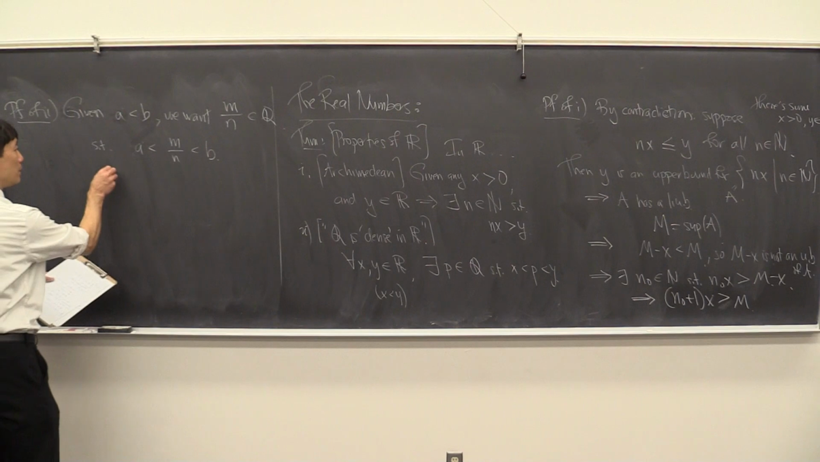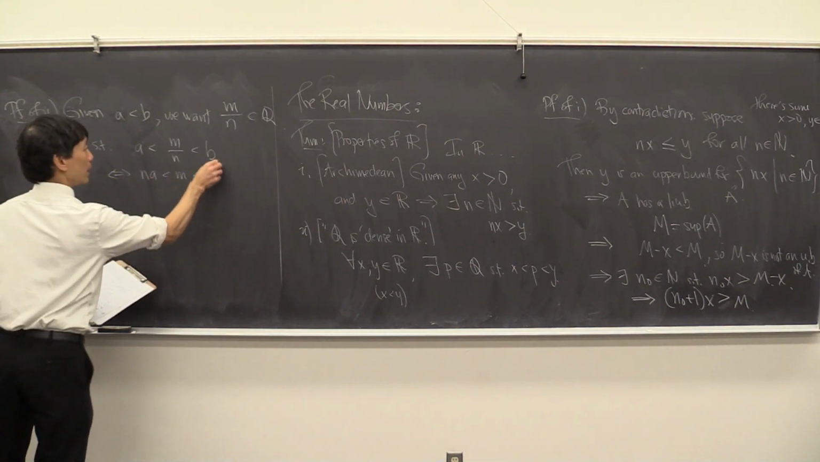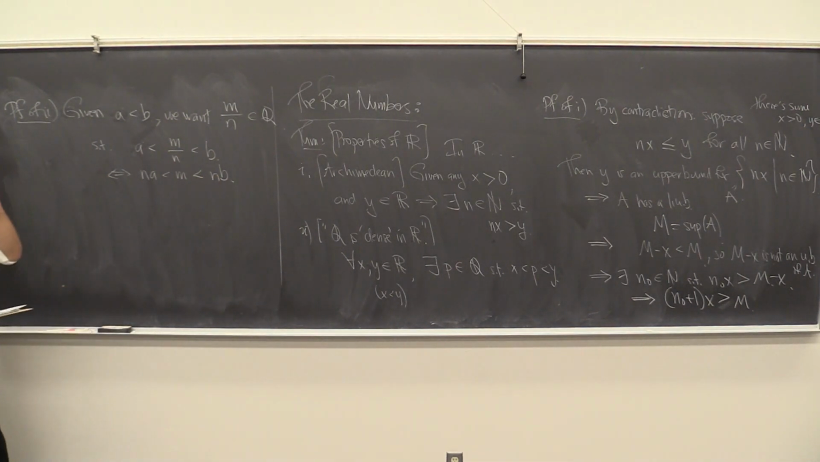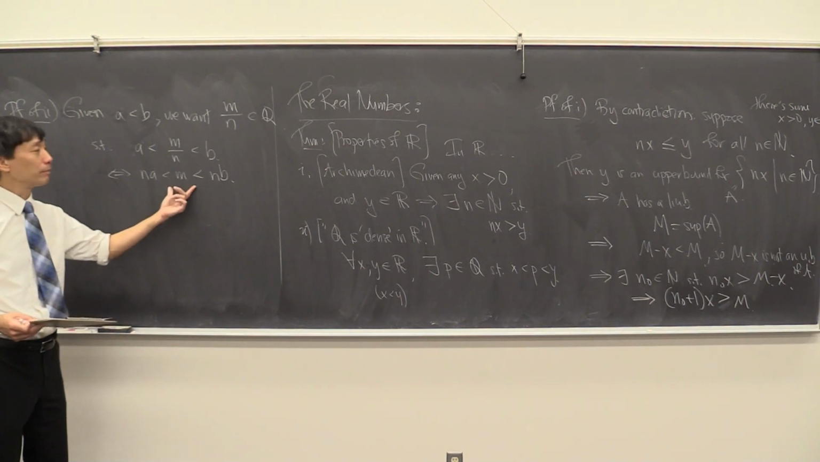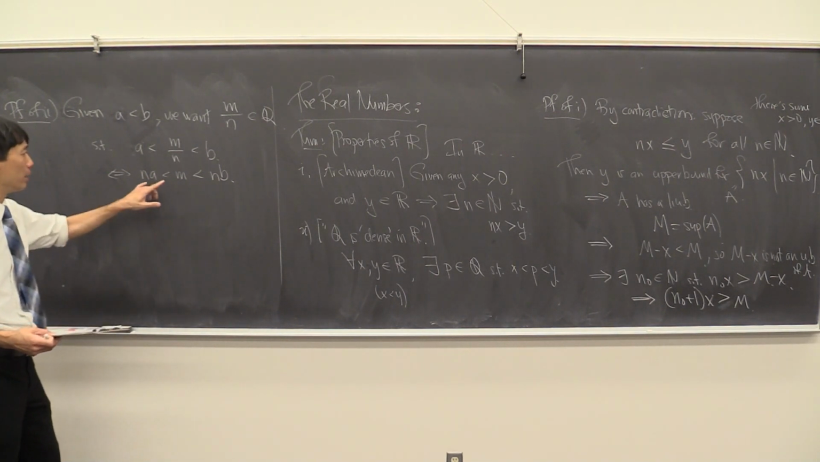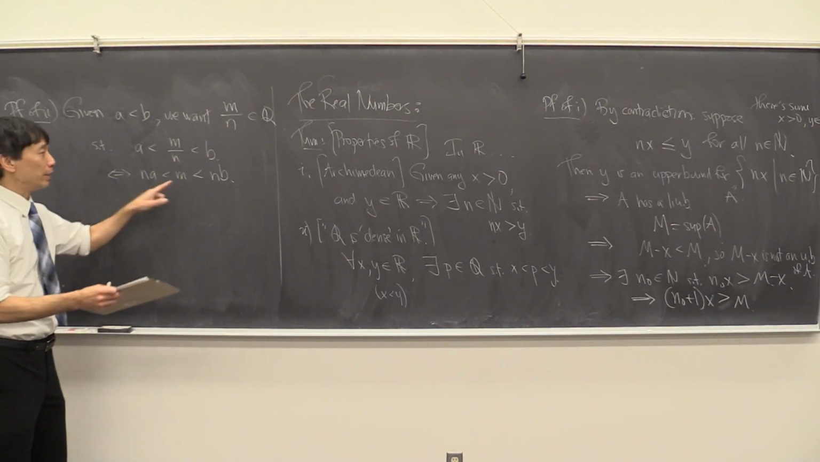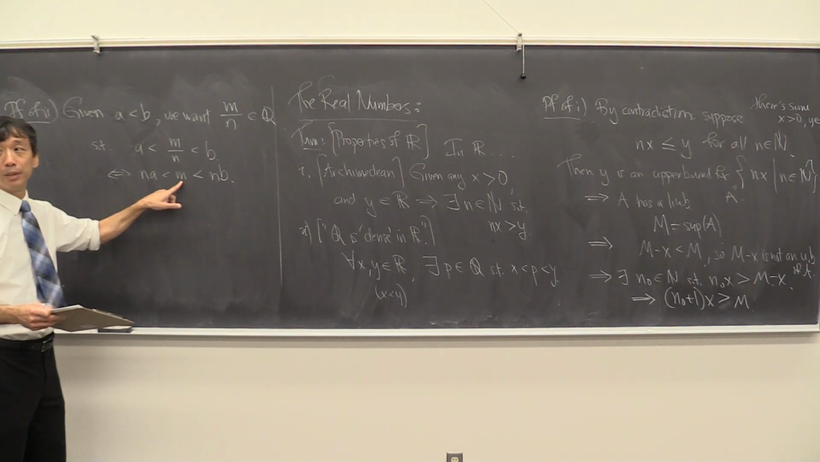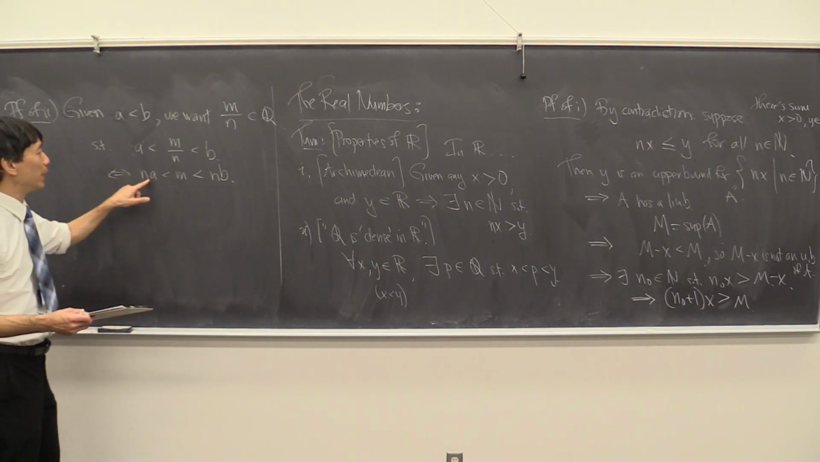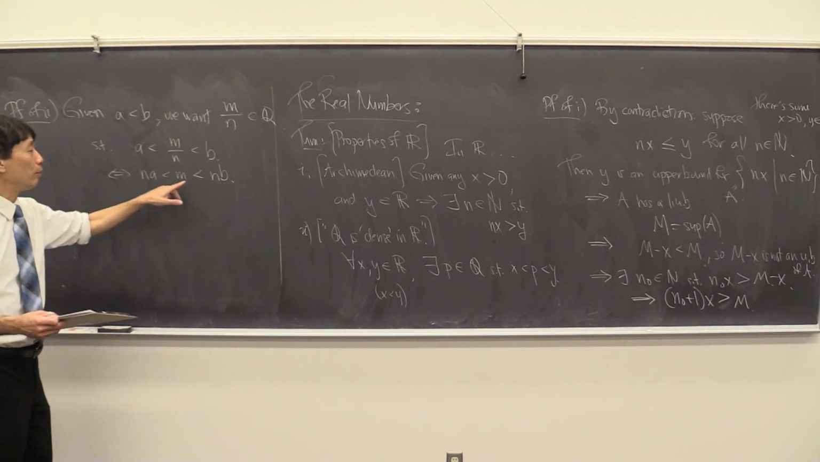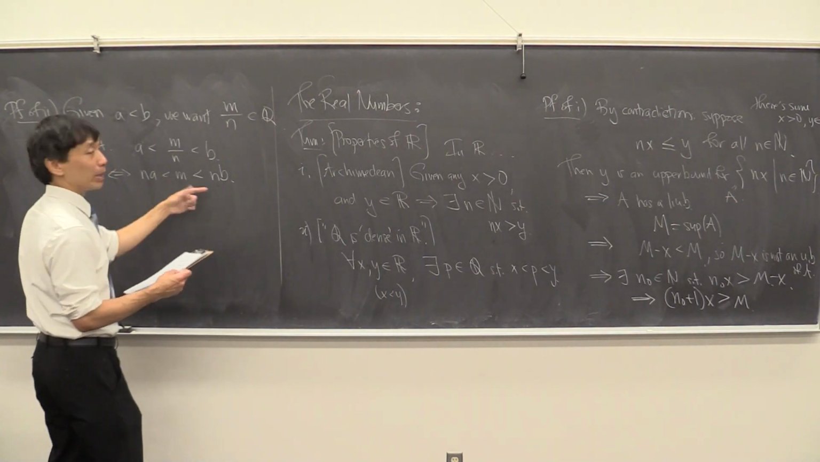That's the same thing as saying that na is less than m is less than nb. We want m and n, natural numbers, such that this holds. So we have to have nb and na far enough apart that we can choose an integer between them. Here's our strategy: we want to choose m and n so that this is true. One thing that we definitely need is that nb minus na has to be bigger than 1.